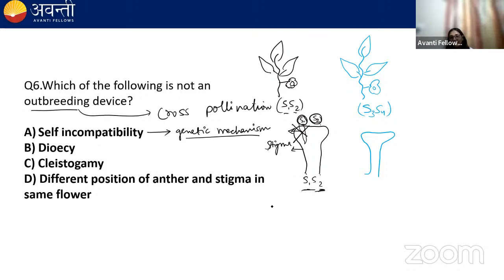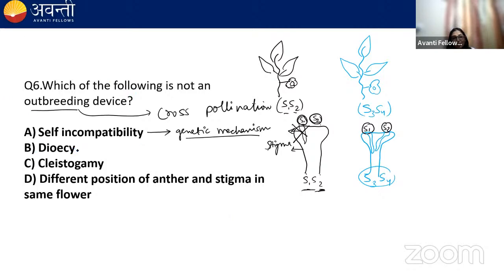Rejection could be in the style, rejection could be at the surface of the stigma itself, because of this genetic mechanism. Okay, but if this pollen falls on the stigma of a different flower, this is S3 and S4, this is the stigma of a plant which is S3 and S4, so this pollen will be able to germinate and form the pollen tube. I hope this self-incompatibility concept is clear.